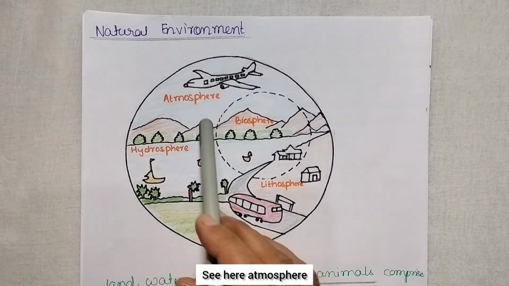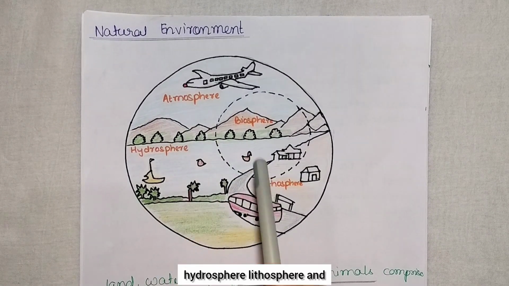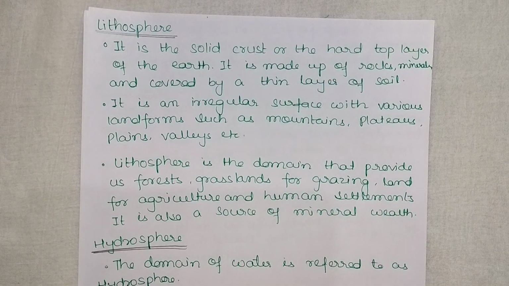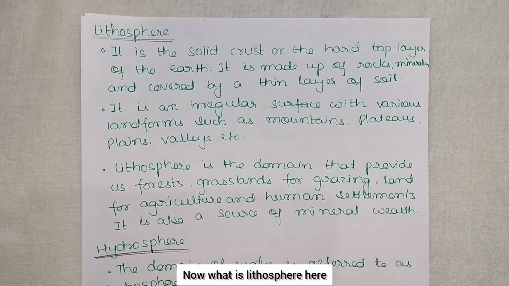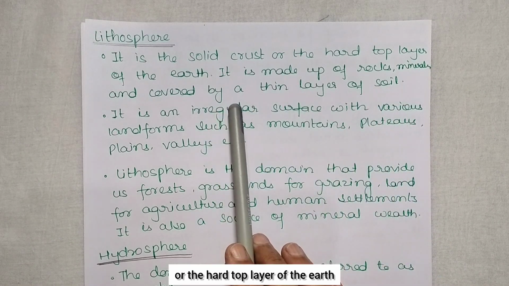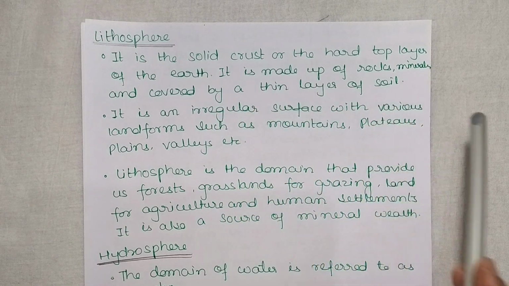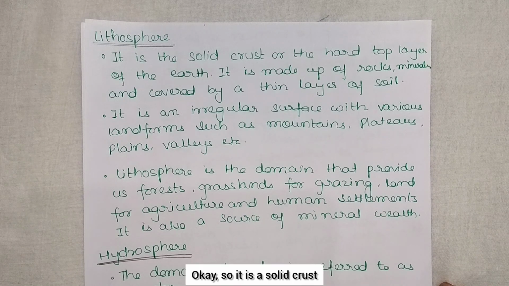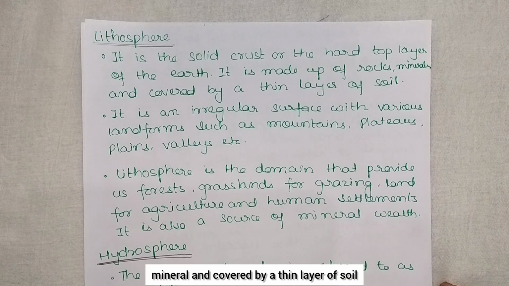See here: atmosphere, hydrosphere, lithosphere and biosphere. Now what is lithosphere here? It is a solid crust or the hard top layer of the earth. It is made up of rock, minerals and covered by a thin layer of soil. So it is a solid crust, the hard top layer of the earth, made up of rock, mineral and covered by a thin layer of soil.